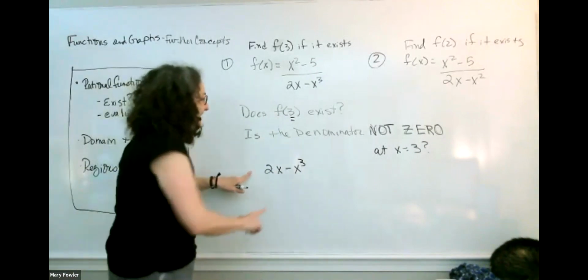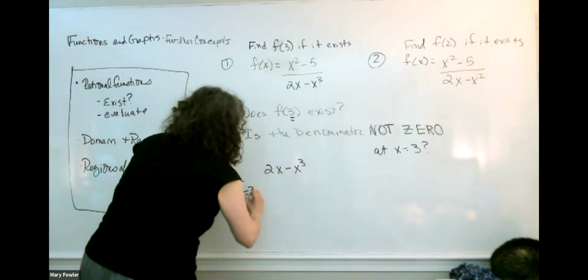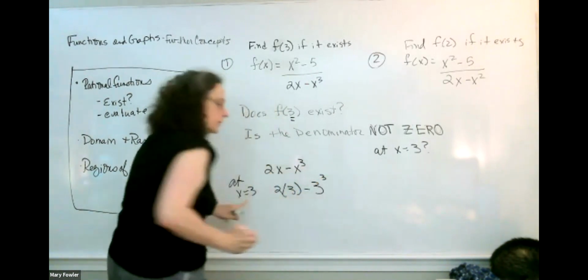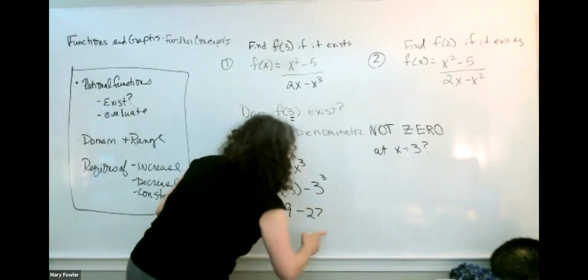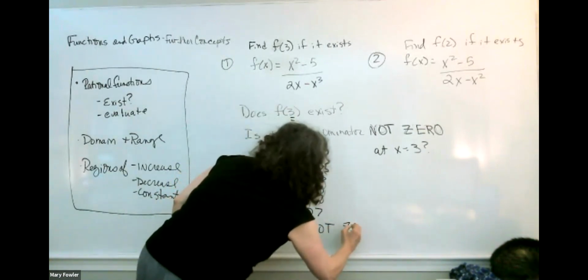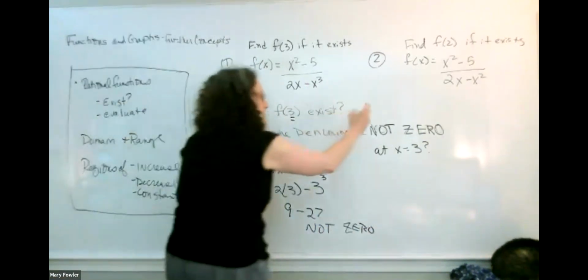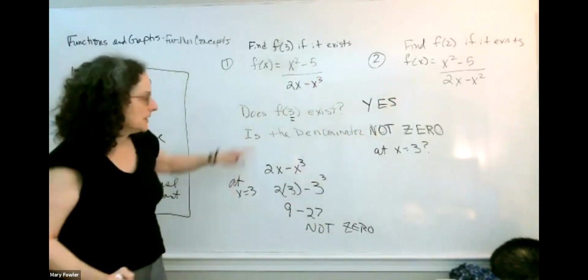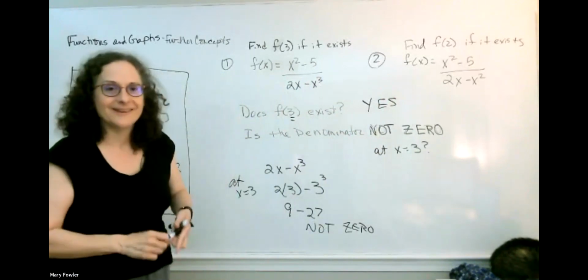Let's check what it is at x equals 3. It's 2 times 3 minus 3 cubed, 6 minus 27, which is not 0. Well, that's a good thing because that answers the question, does f of 3 exist? Yes, it does. And what I've done here is show my work so you could follow my reasoning.